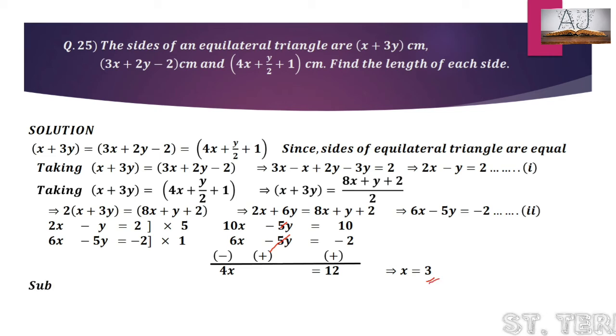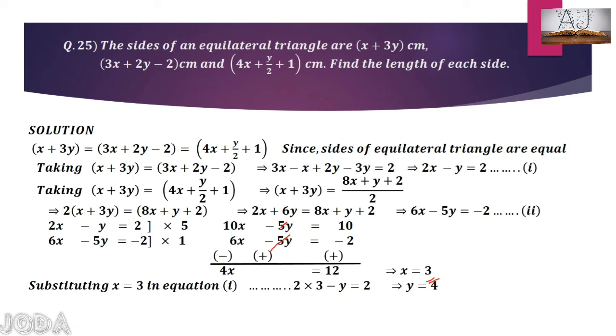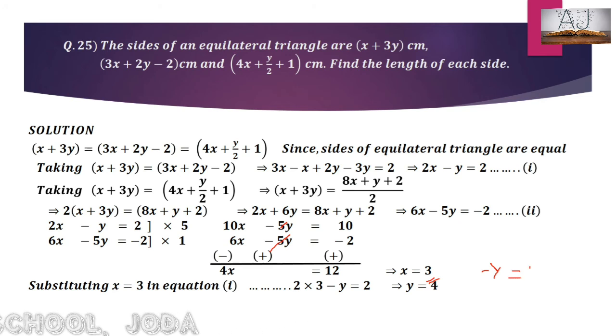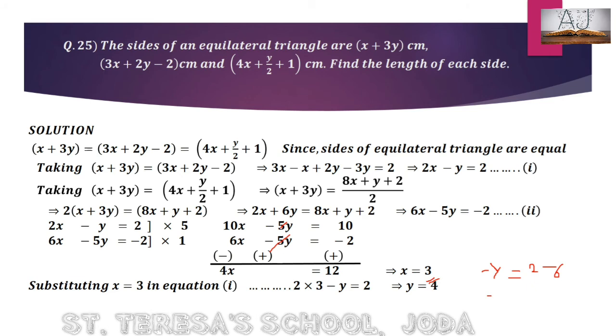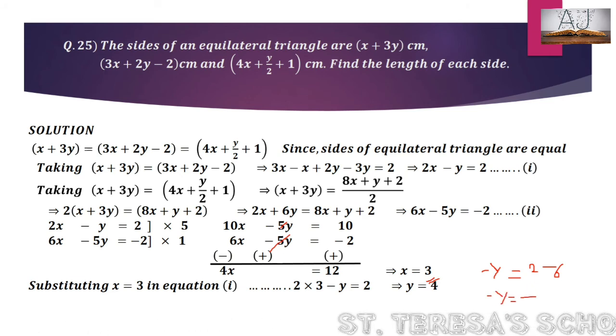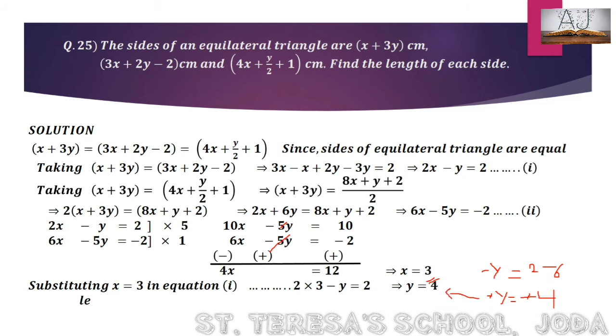Now, we need to find the value of y as well. So, we'll substitute in any one of the equations. Suppose I have substituted in the first one. So, 2 into, in place of x, 3. 2 into 3 minus y equal to 2. 6 minus y equal to 2. Or we get y equal to 4. How did we do this? Minus y is equal to 2 and 6 comes to this side. So, minus y equal to 2 minus 6. Or we get minus y is equal to minus 4. So, minus minus gets cancelled now, and y equal to 4. That is what we have written here.